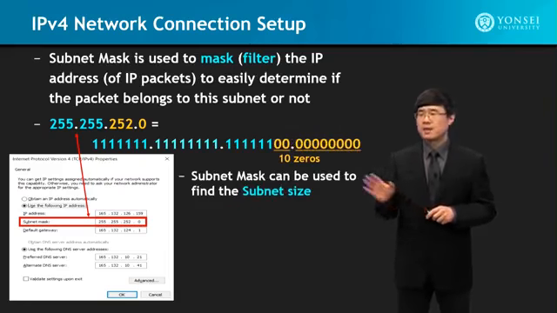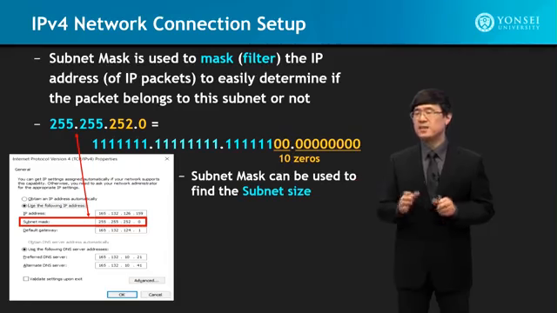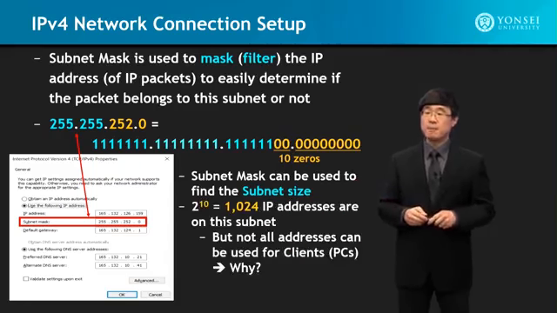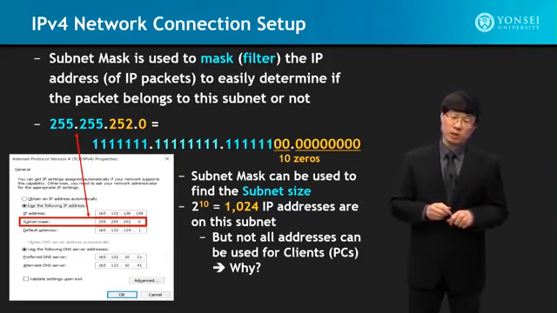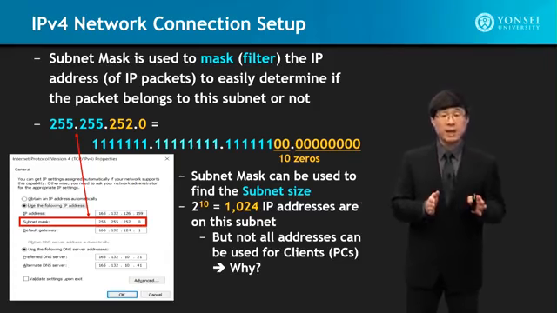Now, the subnet mask can be used to find the subnet size. In this example, we have 10 zeros down here, so therefore 2 to the power of 10 equals 1024. So in this subnet, there are 1024 IP addresses included.